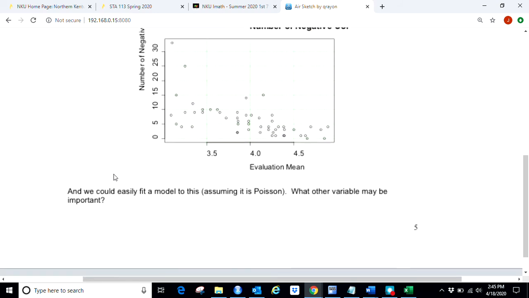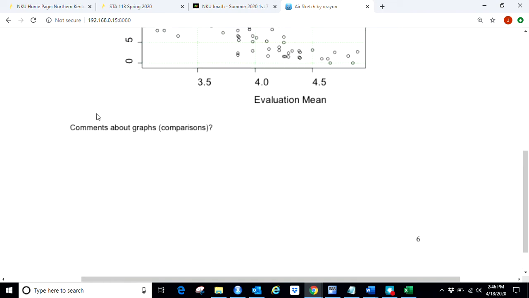However, there's probably another variable out there that's very important in understanding the number of comments that I have, and that is simply how many students does the professor have? I mean, if I'm teaching only 20 students versus 200 students, that's probably going to make a pretty big difference in how many negative comments I would expect to have in the first place.